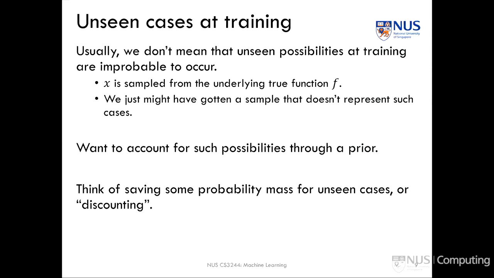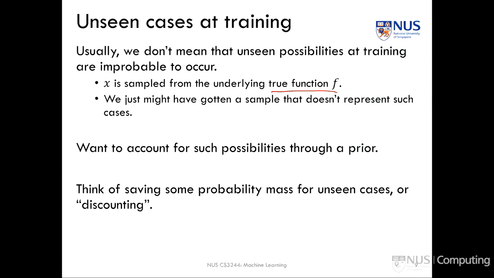So what we're going to say is that our training data is not really complete. We are sampling the training data from an underlying true function f, but that doesn't mean that we necessarily have seen all of the possible cases that could happen in training. We might have just gotten a sample that doesn't represent some cases which we think are actually probable, but maybe not highly probable to occur. And so we say that training data is not complete. There are some unseen cases that could happen.